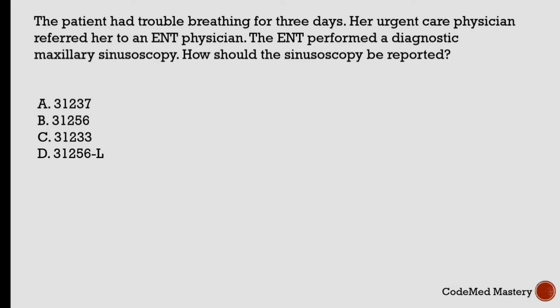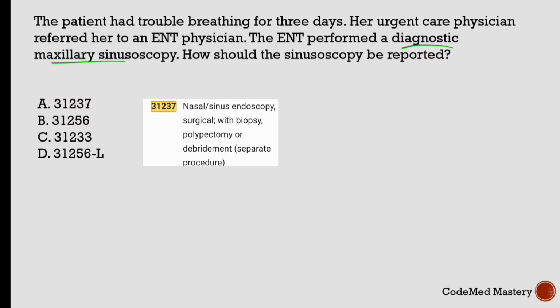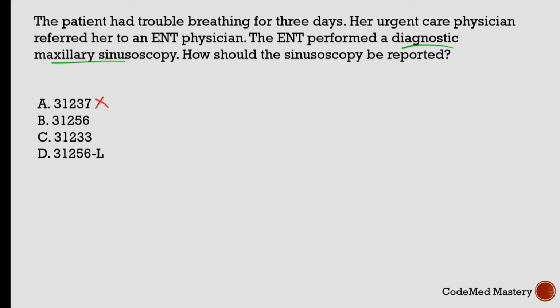Read the question. The patient had trouble breathing for 3 days. Her urgent care physician referred her to ENT physician. The ENT performed diagnostic maxillary sinusoscopy. How should the sinusoscopy be reported? Check the code 31237. 31237 is for nasal sinus endoscopy surgical with biopsy, polypectomy or debridement. But in our question they have performed diagnostic maxillary sinusoscopy, right? So it is not mentioned in the code 31237. So eliminate it.